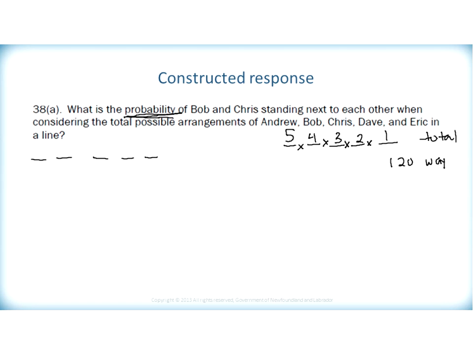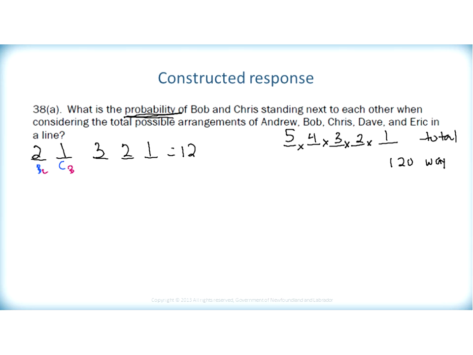Yet we're looking for how Bob and Chris can stand next to each other. So we can have Bob here and Chris here, or we can have Chris here and Bob here. So that means there would be 2 options for the first one, leaving only 1 option for the second, 3 for the third, 2, and 1. This gives us a total of 12.